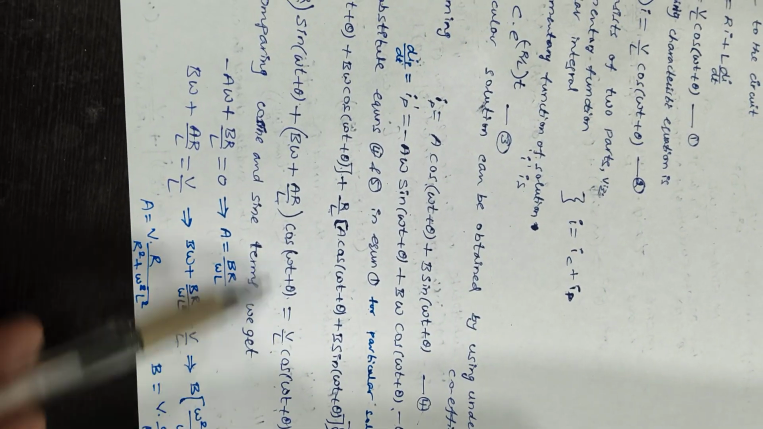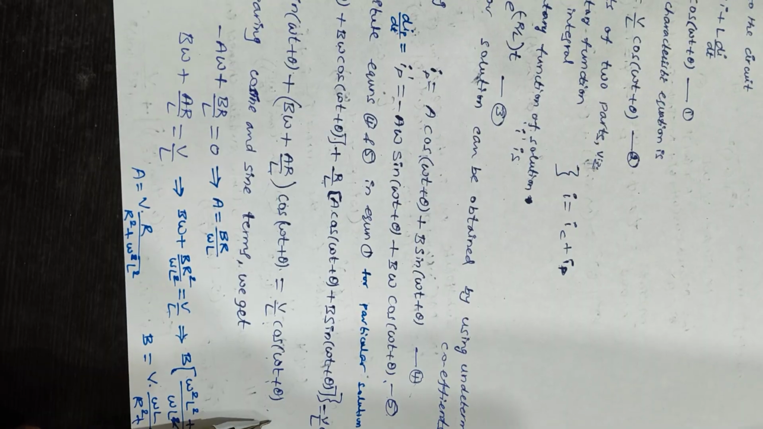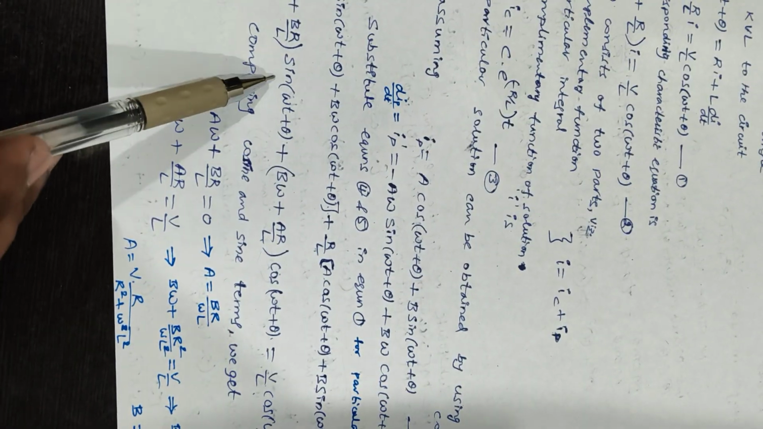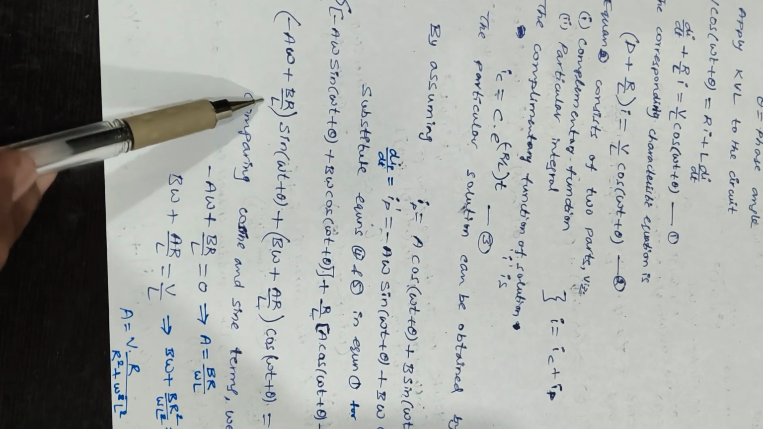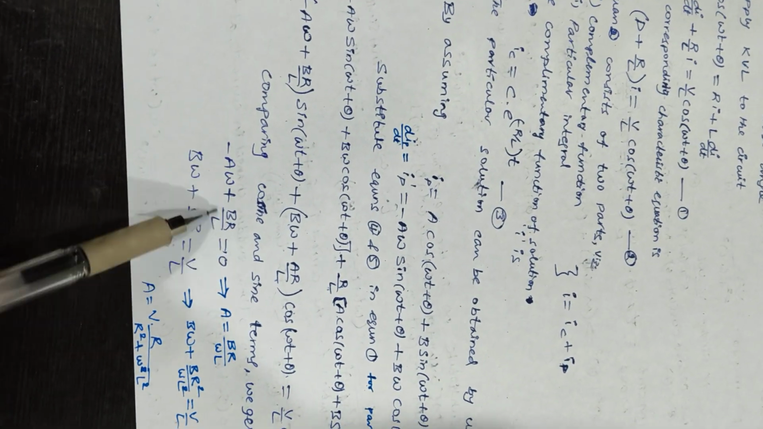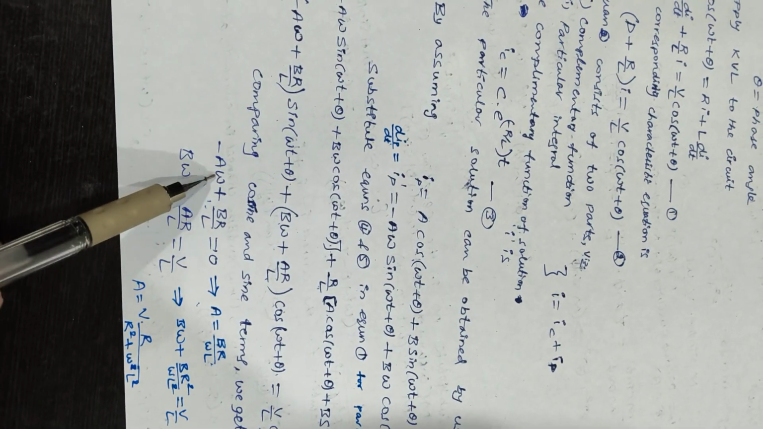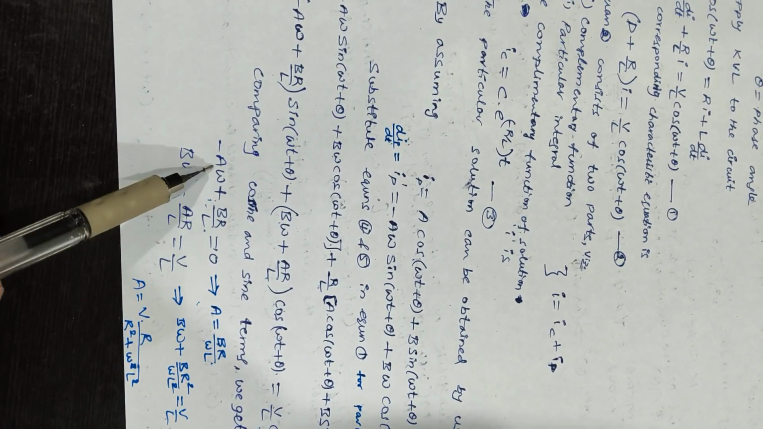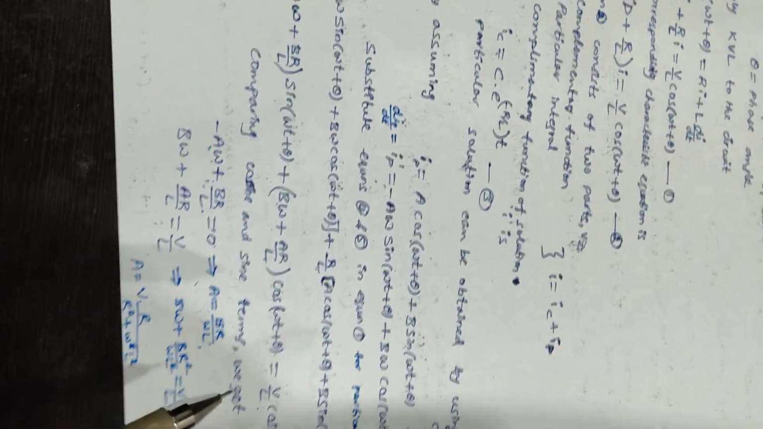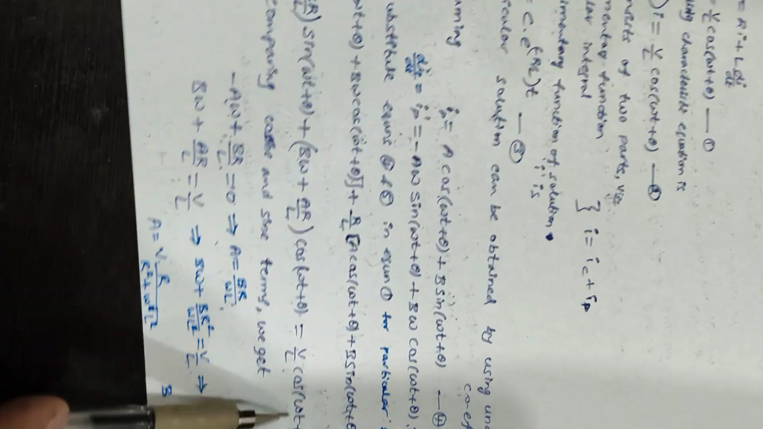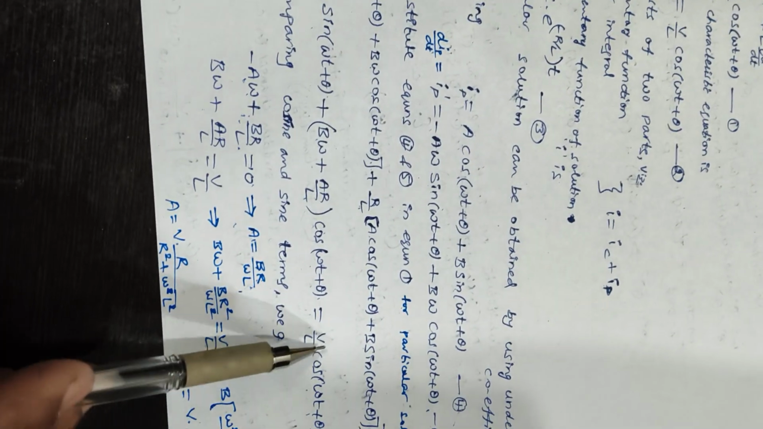By comparing both cosine and sine terms on both sides, on the right side there is no sine term, so the sine coefficient on the left side is equal to 0. What is the sine coefficient here? Minus a·ω plus b·R/L is equal to 0. Out of this you'll get a is equal to b·R/(ωL). And by comparing cosine terms, b·ω plus a·R/L is equal to V/L.